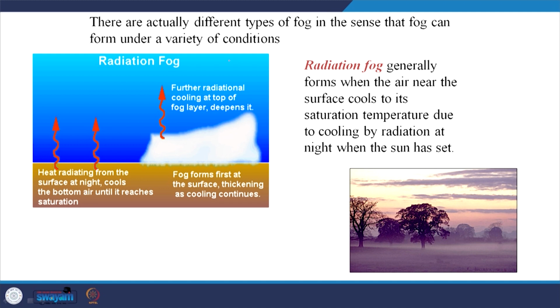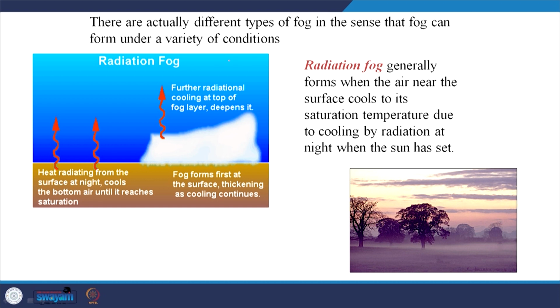When it is cooling down, it leads to condensation, and condensation results in the formation of tiny droplets of water. The collection of these tiny droplets of water is the fog in this case, not the cloud. We call it fog because it is nearer to the ground, right. So, fog forms first at the surface, thickening as cooling continues. As this cooling process continues, the fog thickens.